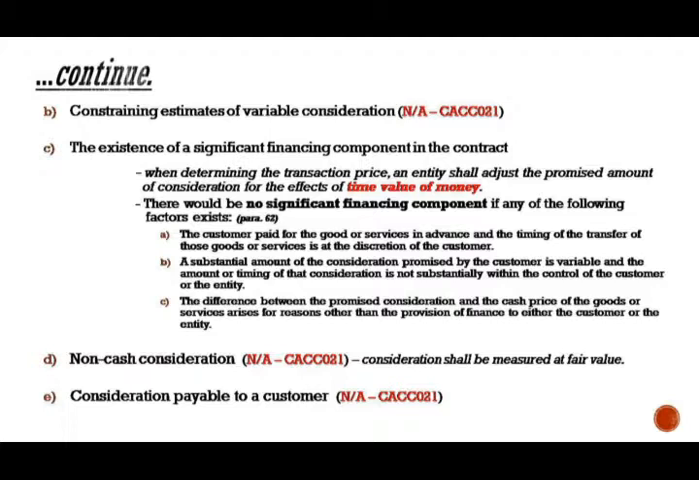However, out of the 5, which is the variable consideration, and then the constraint, number B, of estimating variable consideration, or significant financing component, which is number 3, number D, non-cash consideration, and number E, consideration payable to a customer, you will be asked to only cover 2. You will be covering the significant financing component and also the variable consideration. Out of the 5, you will be asked 2.